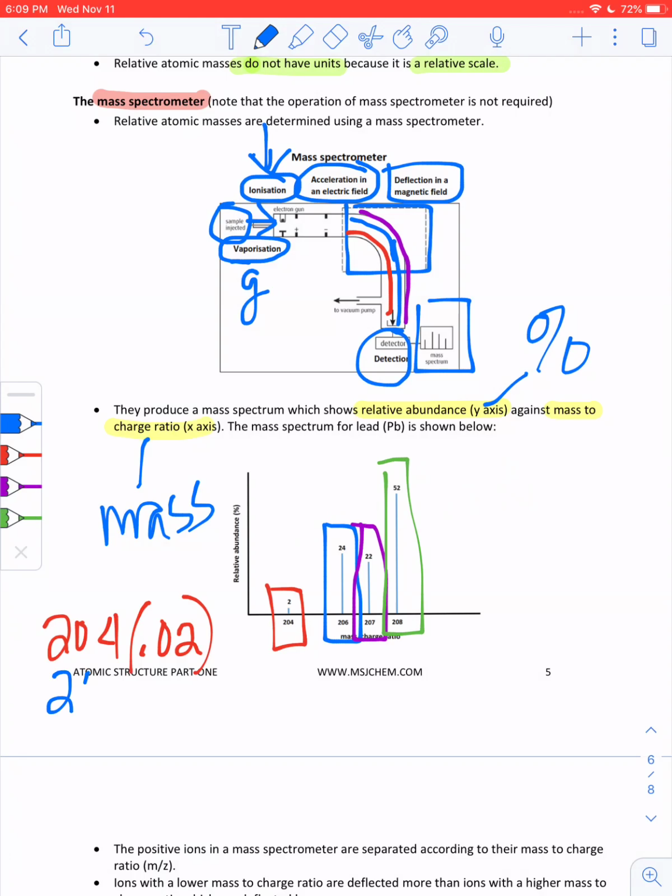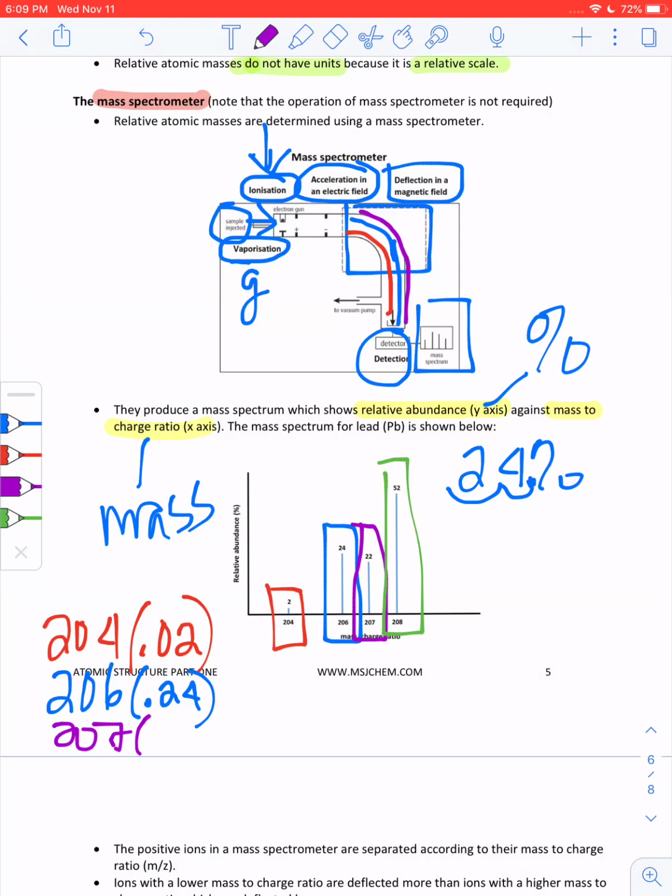So the second one would be 206. Now its percent was 24%. So if I want to change that one, then that one would only be 0.24 in decimal form. So that's my second one. My third one is 207. And then I'm going to multiply by its percentage. Its percentage, if I look at the top, it's 22%. And so I would move the decimal back twice because that's dividing by 100. So that makes it 0.22.